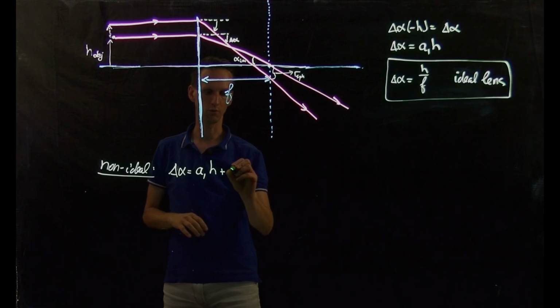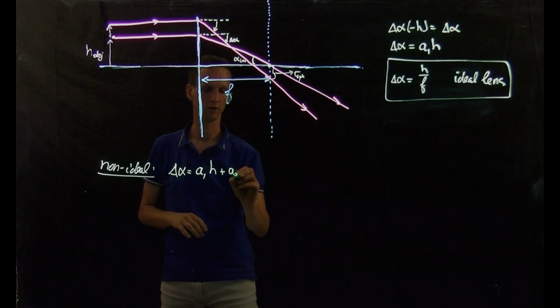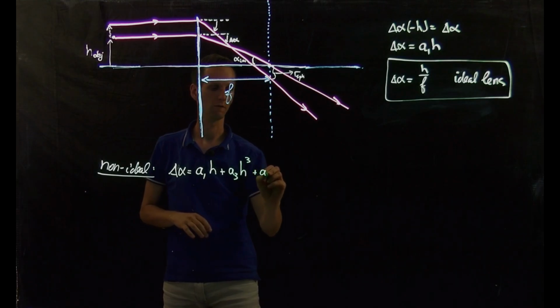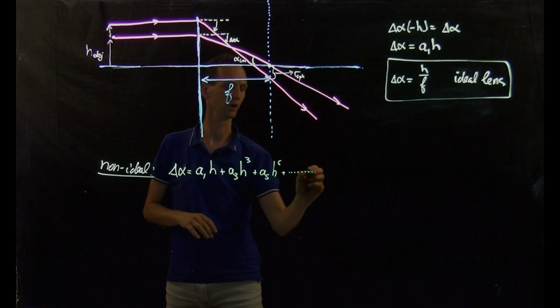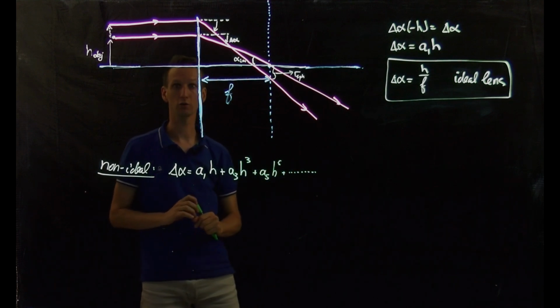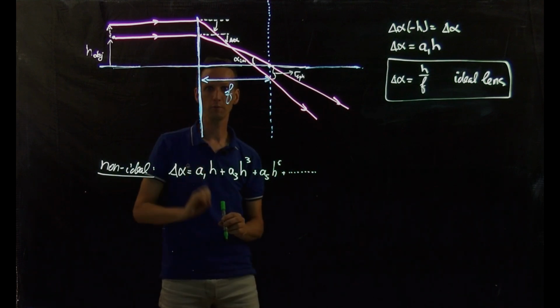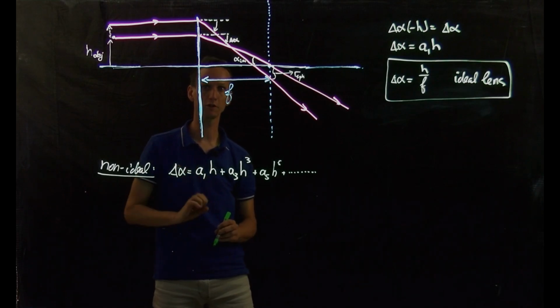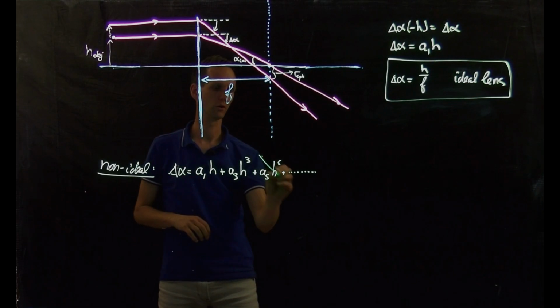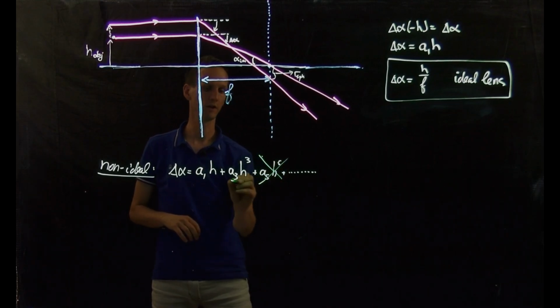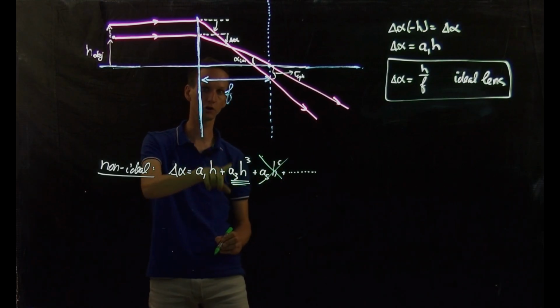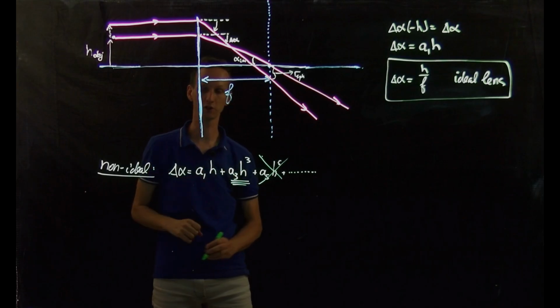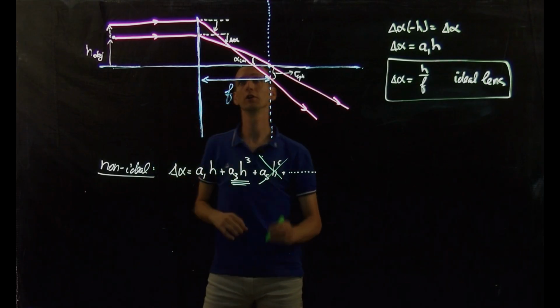So we can write this now as a factor a3 times h to the power 3, a5 h to the power 5, and subsequently smaller factors added to this equation. Now for the purpose of this derivation here, I will omit all the higher terms that we have here and focus on the first term in the aberration expansion. So let's look at the graph we have here.